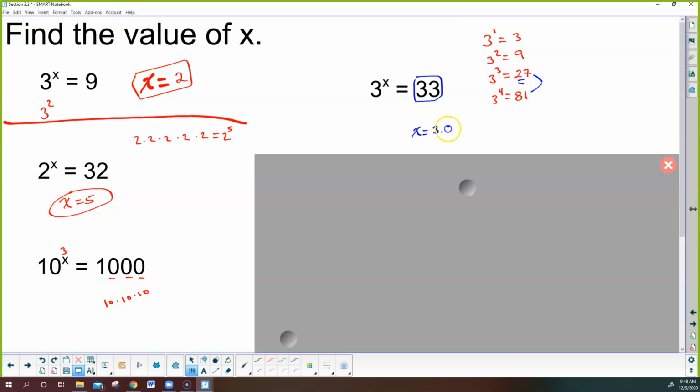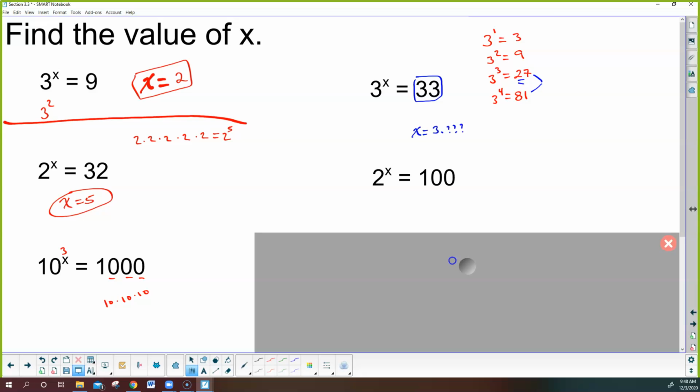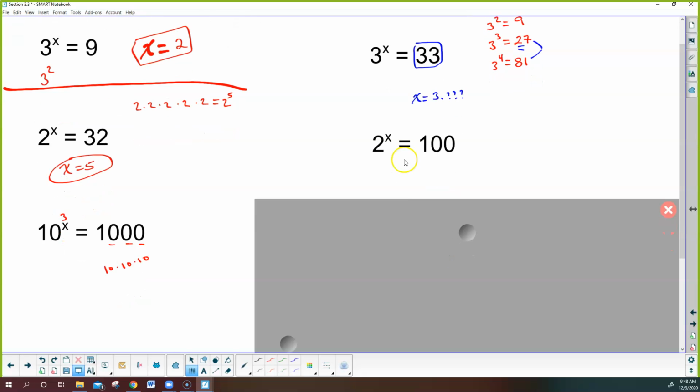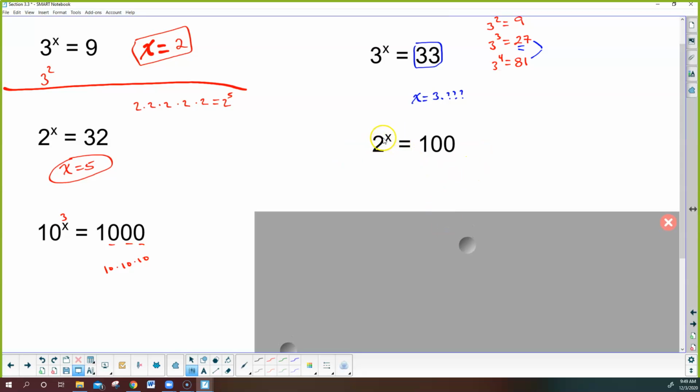But the problem is I don't really know. It's 3 point something, right? So all we can do is guess here. And we know that in math, we don't want to just guess and check. We want to get accurate answers. And that's what we're trying to do: what is the process for getting x by itself to find the exact value? Because there is a value for x where 2 to the power of x is equal to 100. But again, what do we know? We know 2 to the fifth is 32.